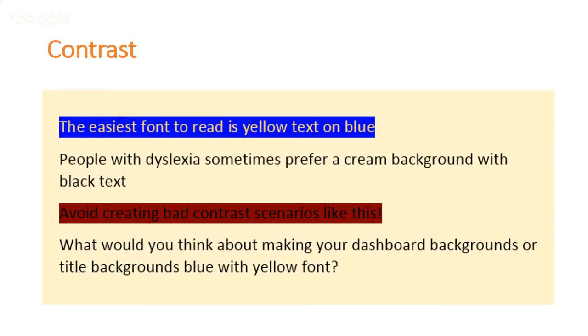People with dyslexia prefer a cream background with black text. It makes the letters stand out a little bit more, makes it easier to read. The letters tend not to come out in the wrong order. Obviously, you want to avoid creating bad contrast scenarios where you've got two dark colours together or two light colours together, so a dark coloured font on a dark background and a light coloured font on a light background.